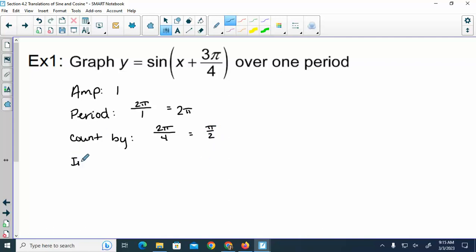What I want to do next is an interval. The interval is where our graph is going to start and stop. That's going to be a little bit easier than trying to think, okay, I move everything left or right this much. So normally when we graph a trig function, we start at 0 and we end at 2 pi. What I want you to do is in the middle, we're going to put this argument, which is x plus 3 pi over 4.